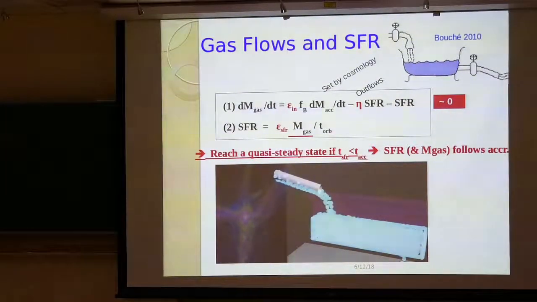And this happens so long as the time scale for star formation is shorter than the time scale for the variations in the accretion rate. As long as you have that condition, which you have for most redshifts below redshift 4, then you quickly reach a quasi-equilibrium where star formation rate and gas masses are completely driven by the evolution of the accretion rate and not by outflows.